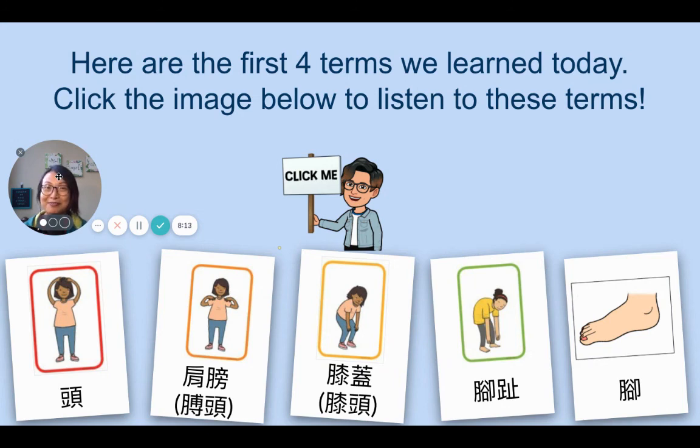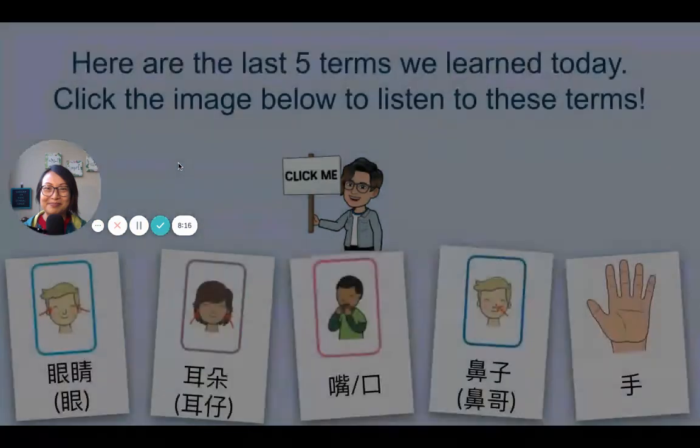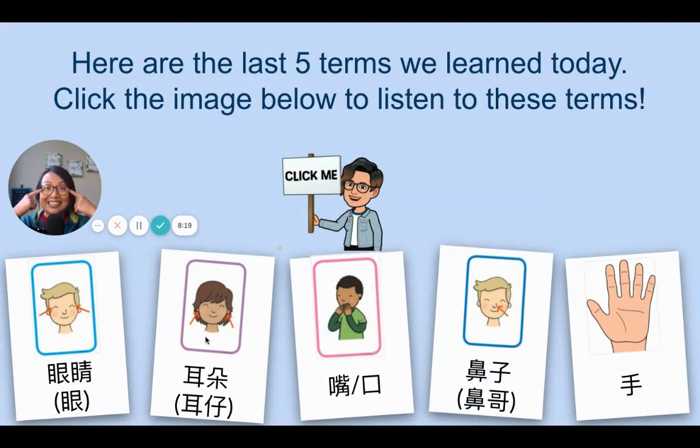Let's do the next 5. 眼睛, 眼, 耳朵, 耳仔, 嘴, 口, 鼻子, 鼻哥, 手. Alright, I hope you are learning well, and I hope you remember and understand how to say these body parts.